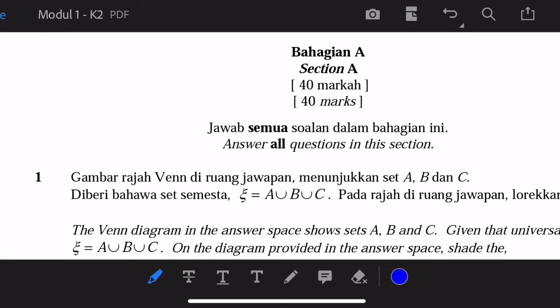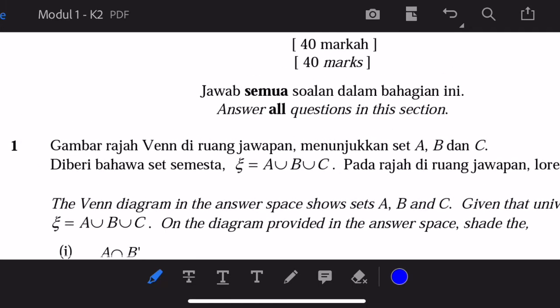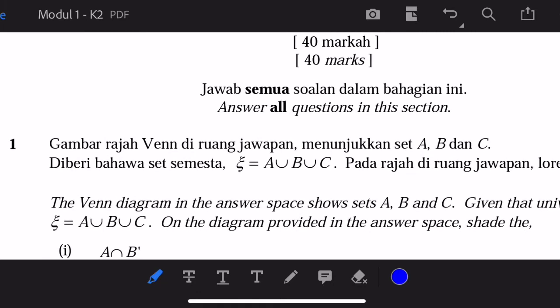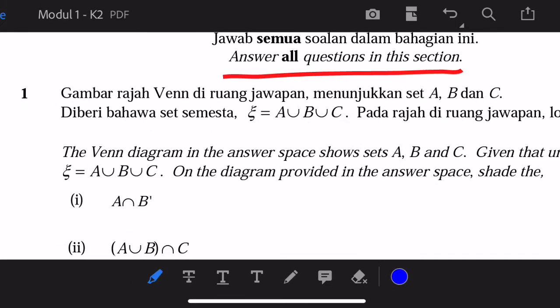Okay, so today I would like to discuss with you one or two questions. So maybe I will try to discuss a few questions per day. All right. So for example, for this one, sets. Of course, you will see a question like this. Section A, answer all questions. You have to answer all from section A. Section A are all compulsory questions.